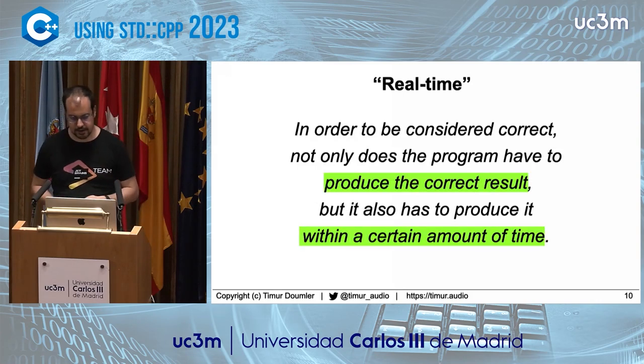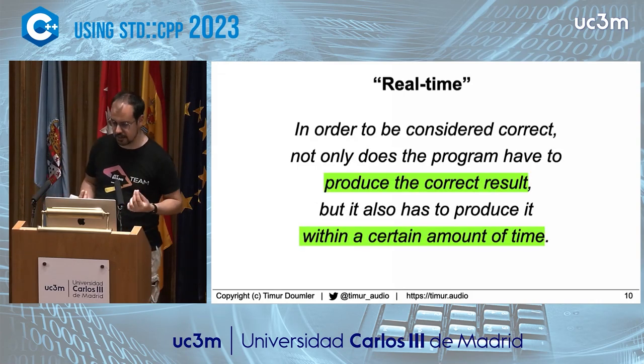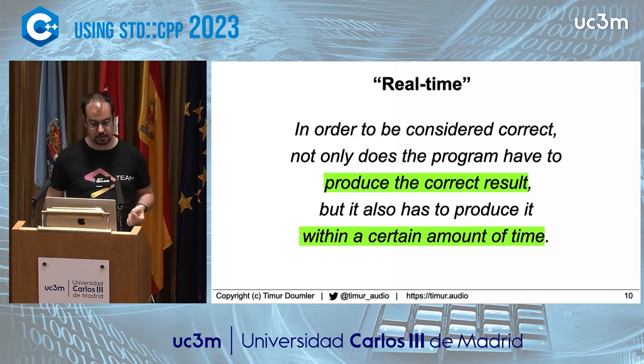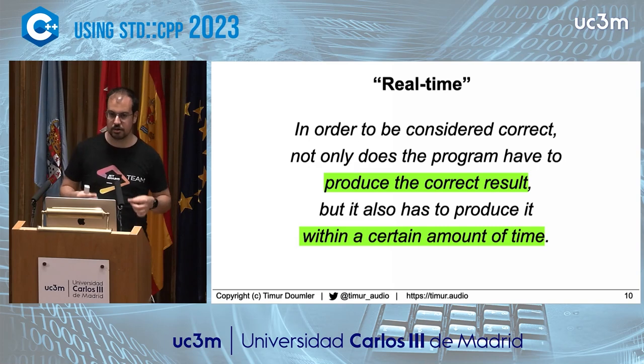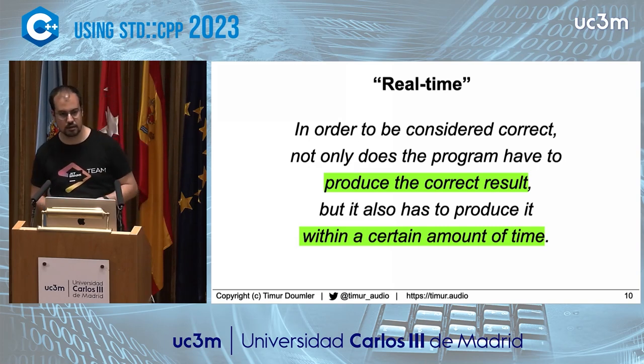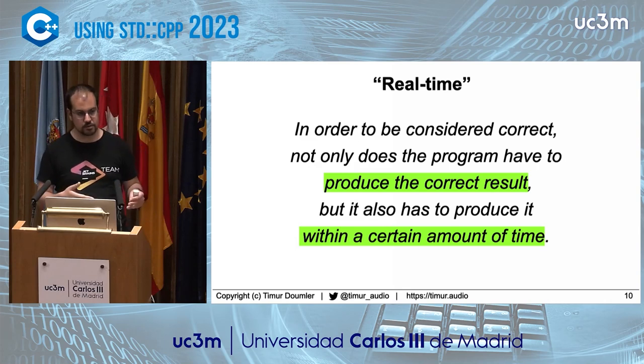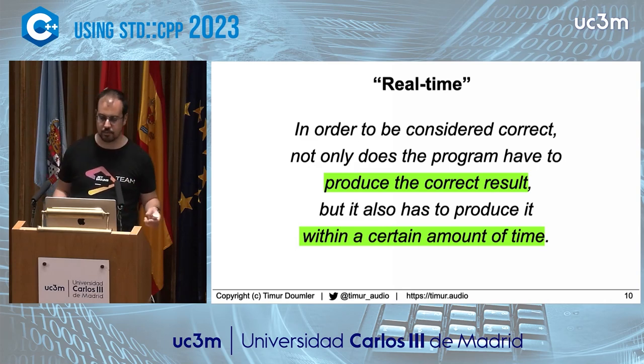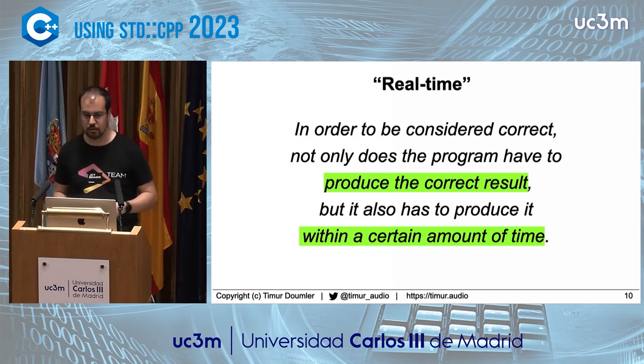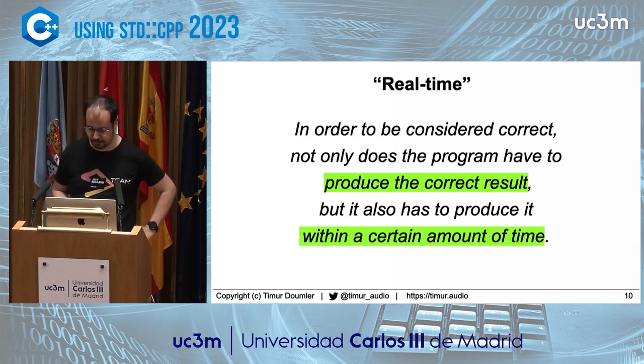So one way to define this is to say that if you have a real-time program, then in order to be considered correct, not only does the program have to produce the correct result, but it also has to produce it within a certain amount of time, okay? And if it doesn't do that, then even if the result is correct, if it arrives too late, the program isn't working properly. So that's kind of real-time programming, or one possible definition of real-time programming.